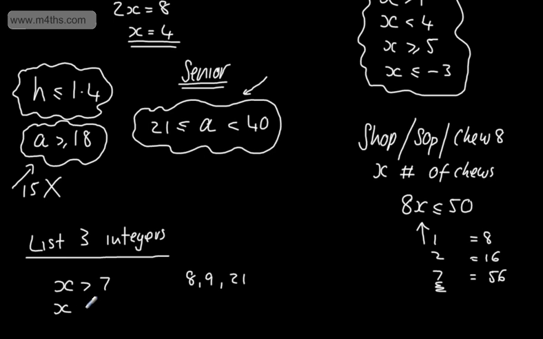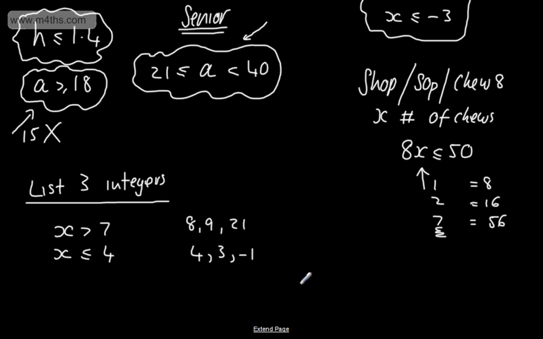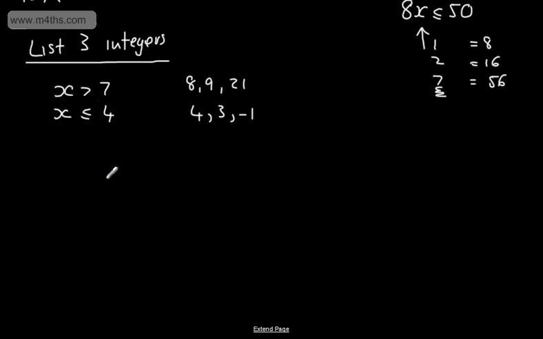Let's say we've got now x is going to be equal to or less than 4. Well, I can choose 4, I can choose 3, and I can choose -1. So we're looking for numbers now that are going to be less than or equal to 4. Let's say I had now that x is going to be less than, and strictly less than, -9. We could have now -10, we could have -11 and -40.